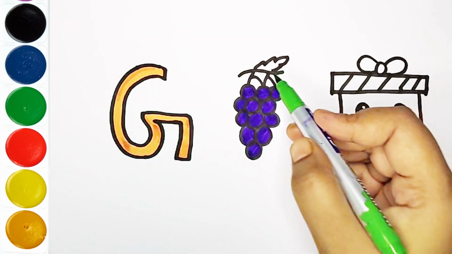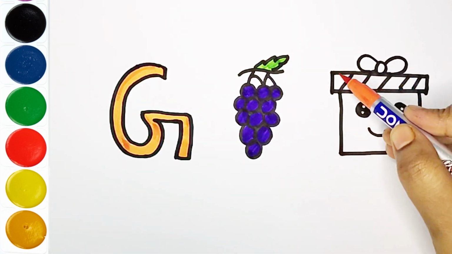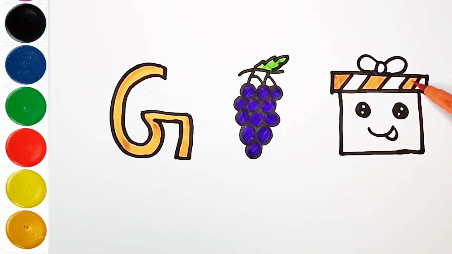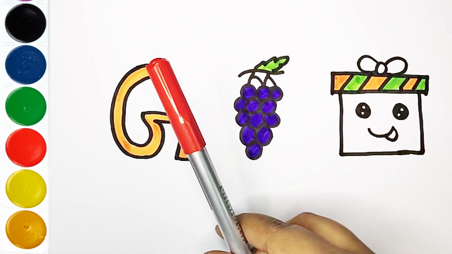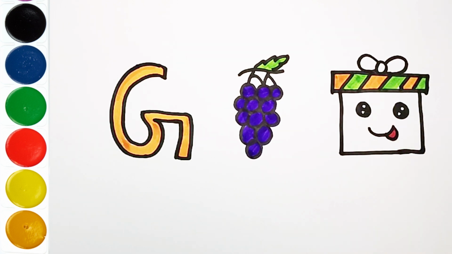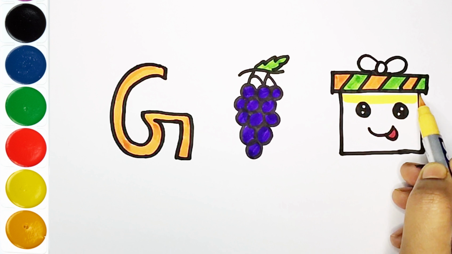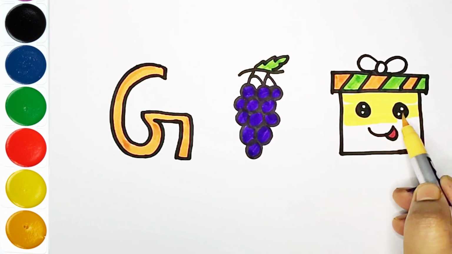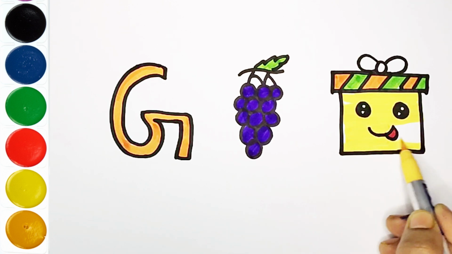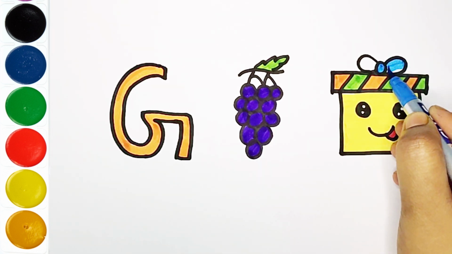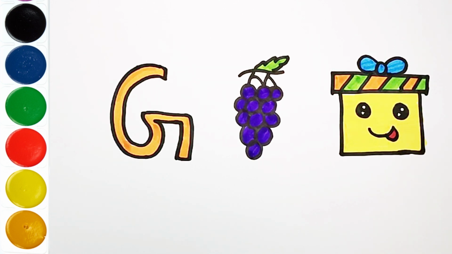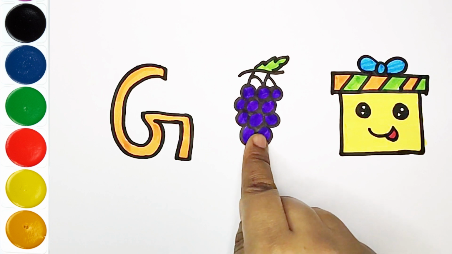Light green color. Orange color. Light green color. Red color. Yellow color. Sky blue color. Now repeat with me. G is for grapes. G is for gift. Let's draw alphabet H.